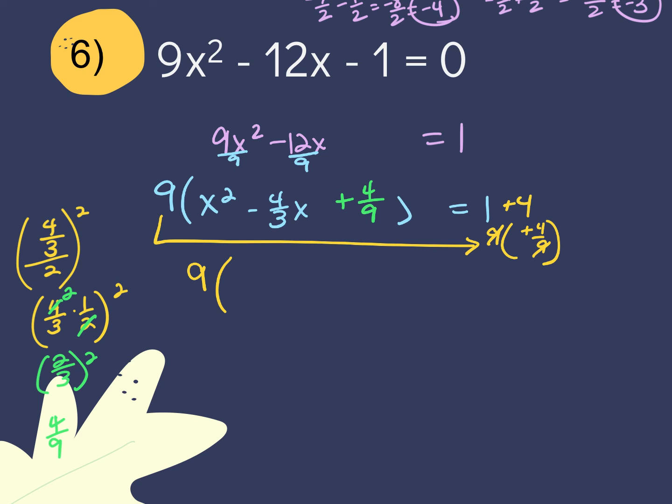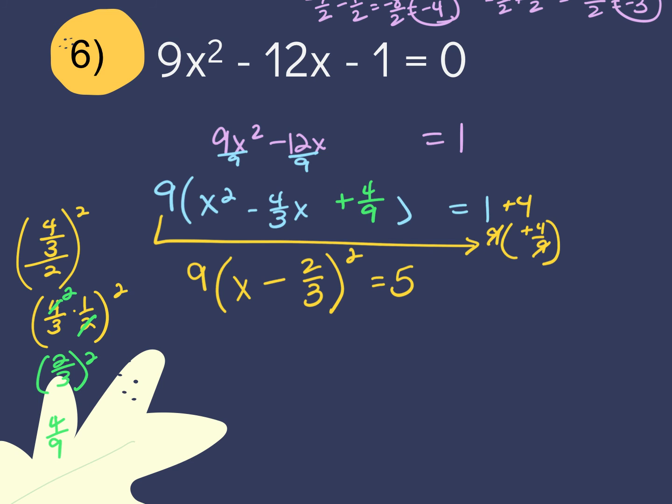The square root of x squared is x. The square root of 4/9 is 2/3. The sign from the middle is minus. Put it in the parentheses and square it. And then 1 plus 4 is 5.